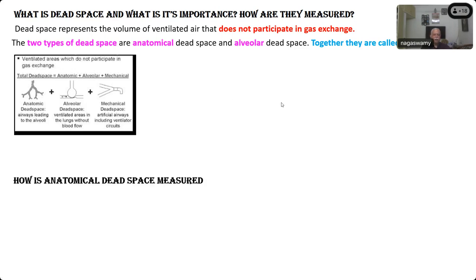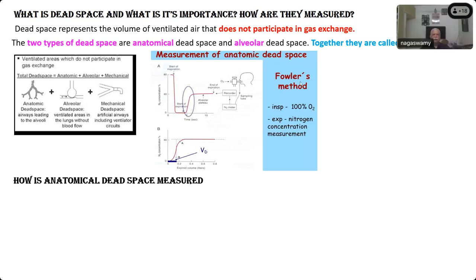So how is anatomical dead space measured? What test or lab method can you do? Fowler's method. Yes, you have to remember that anatomical dead space is measured by this method. You ask the patient to inhale 100% oxygen, and you collect the expelled gases and plot them. The initial air will come from all the passages. When expiration happens, the first air to come out will be from the trachea, bronchi, and lobar bronchi. All this passage air has not taken part in any exchange, so it will come out as normal air.